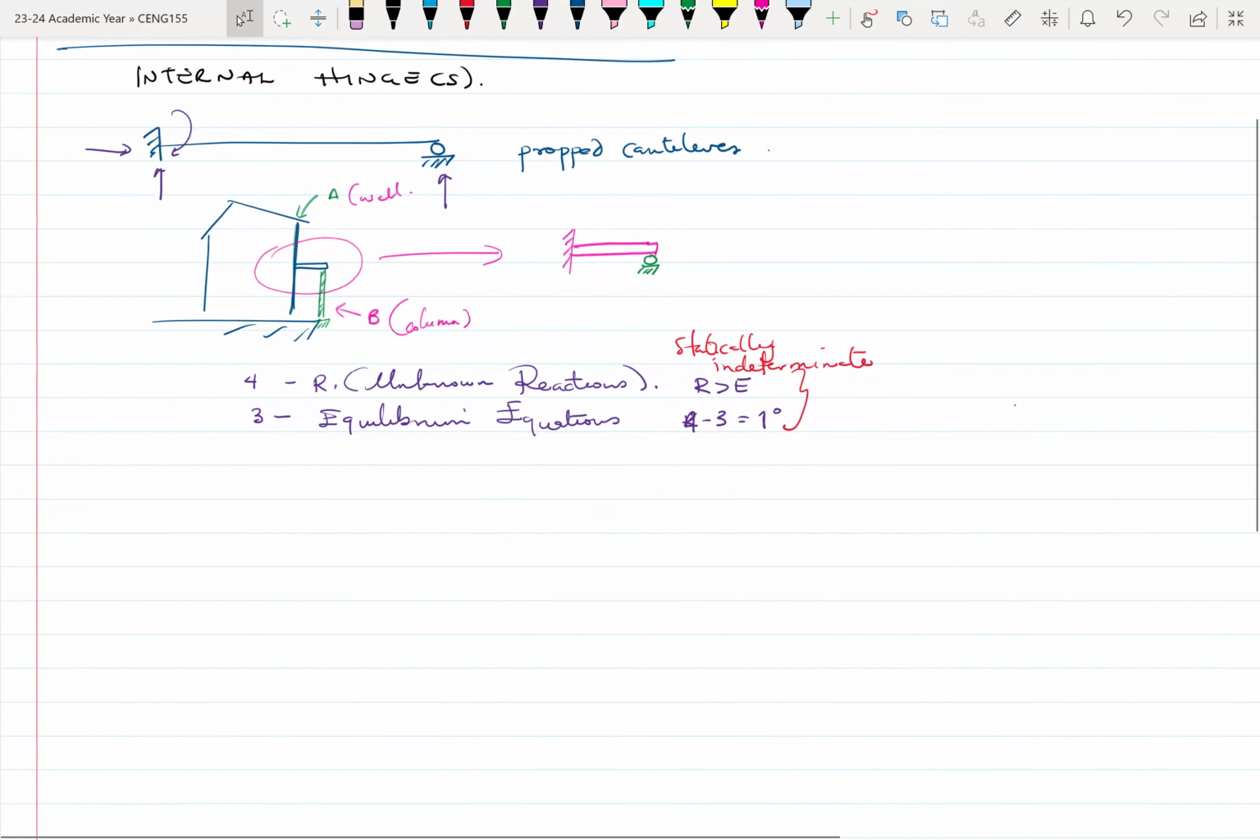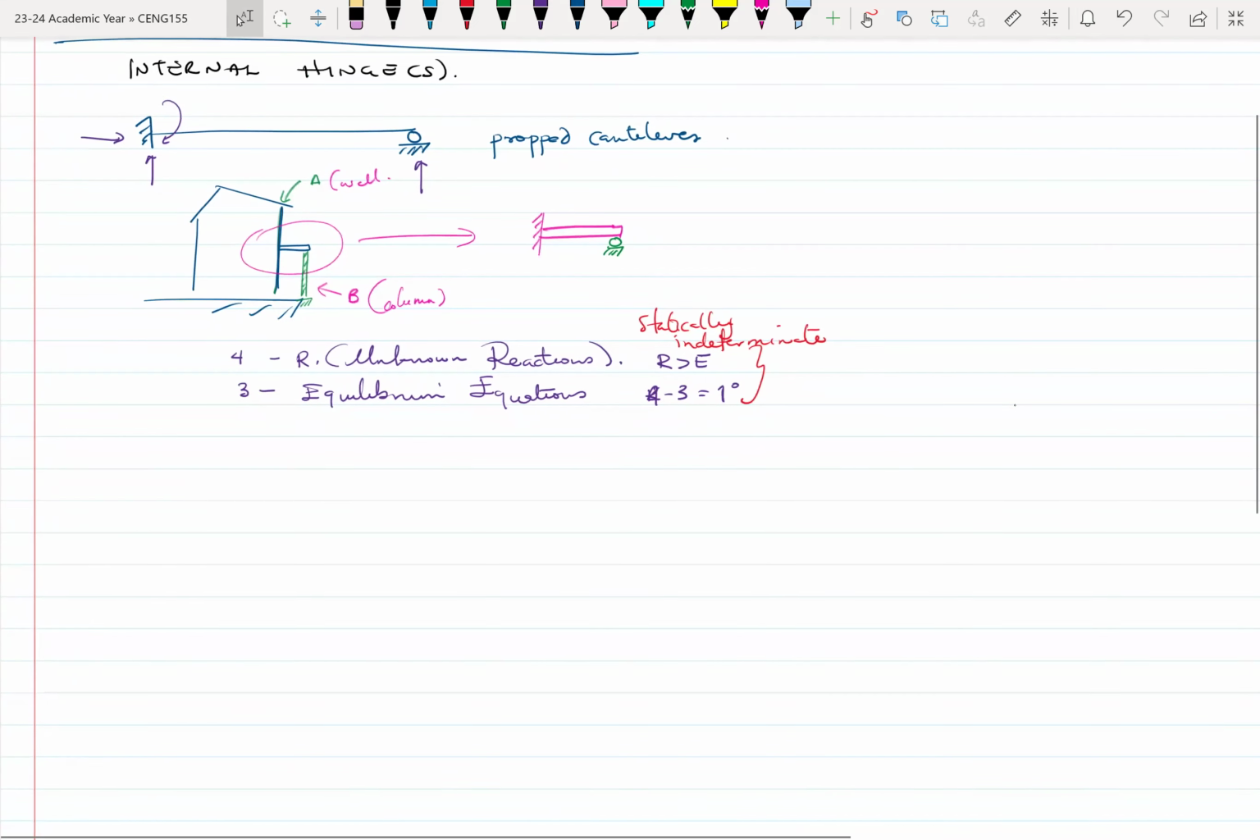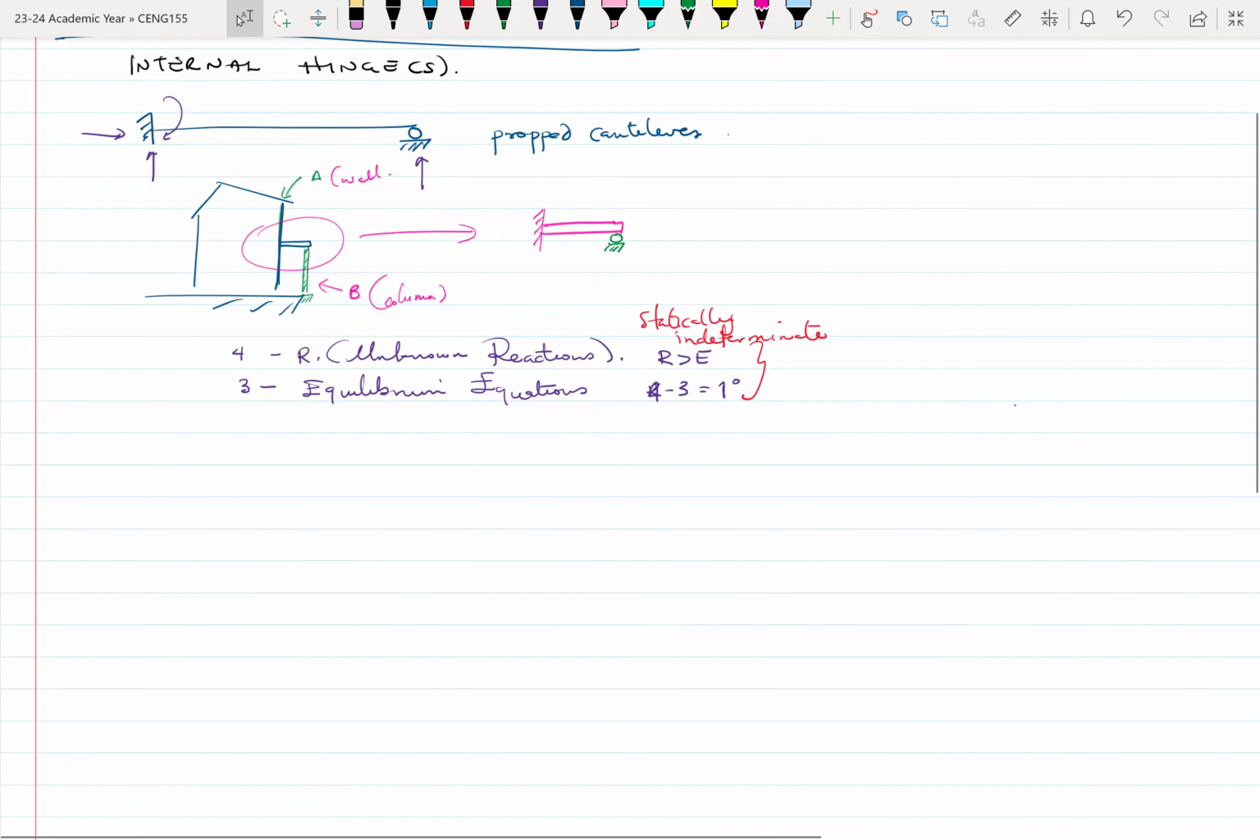Basically what this means is that we do not have all the necessary tools that we need to solve this particular problem. It doesn't mean it cannot be analyzed. It simply means that we need some other equations. Those equations, you start looking at them in second year. We need both the compatibility conditions and the force-deformation relations, in addition to the equilibrium equations, to be able to determine statically indeterminate structures. So here it means that we cannot solve it as it is.